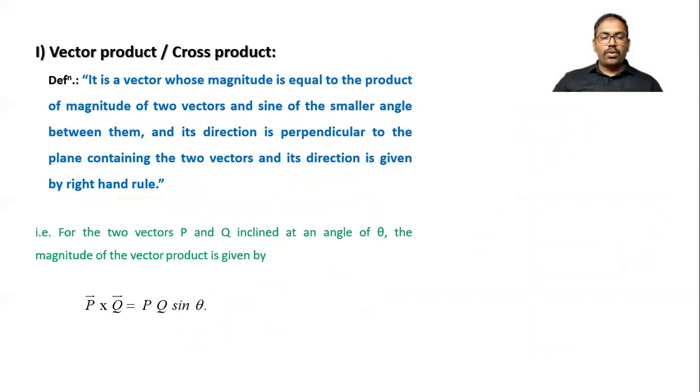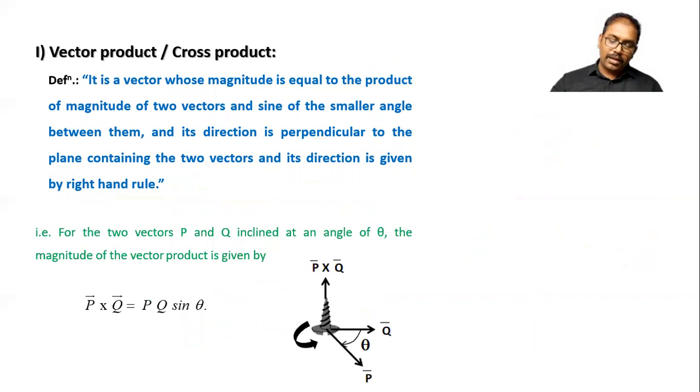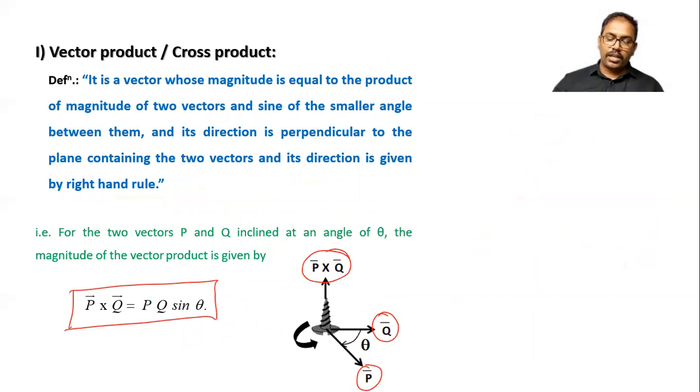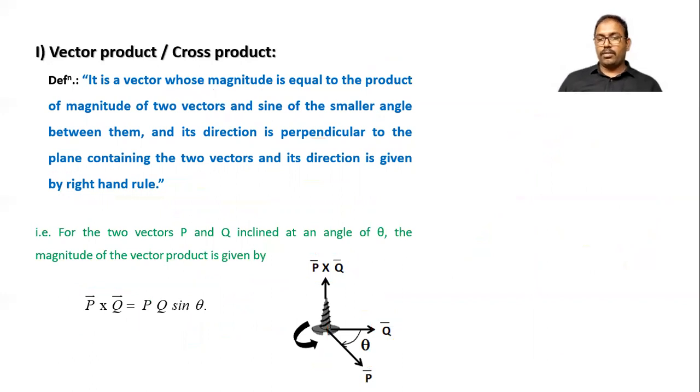Now here you can see P and Q, the vectors considered here. P bar, Q bar. Then P bar cross Q bar is in upward direction. If you talk about Q bar cross P bar, it is in downward direction. Or it is given by the right hand or screw rule. So when we are moving the screw from P to Q, it is going up. Or Q to P, the screw goes down.